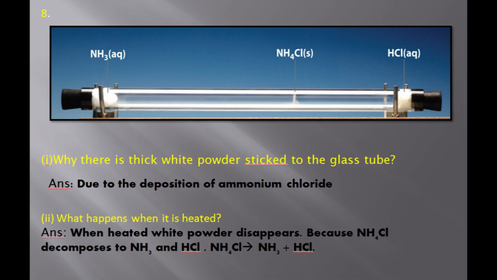In a glass tube, cotton dipped in ammonia is placed at one end and cotton dipped in HCl at the other end. Thick white fumes can be seen. It is ammonium chloride. When heated, the powder of ammonium chloride stuck in the glass tube disappears because ammonium chloride decomposes into ammonia and HCl when heated.